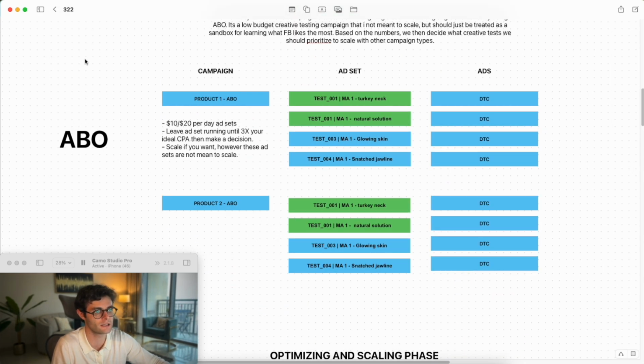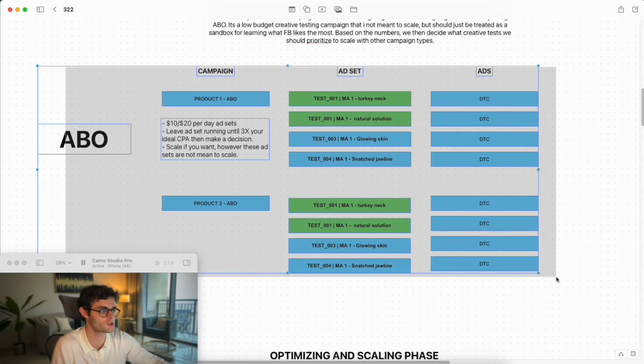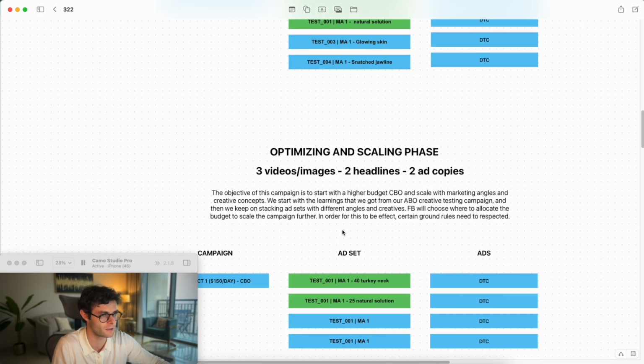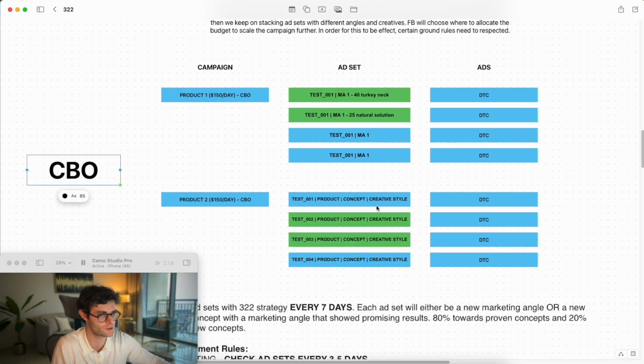This is much more of a high management campaign, because you're in control of every single ad set, and it's kind of like monitoring everything at the same time. While this one is doing the job for you, right?